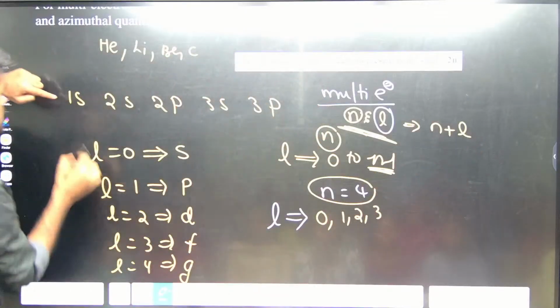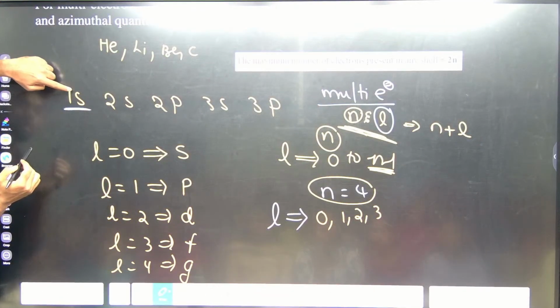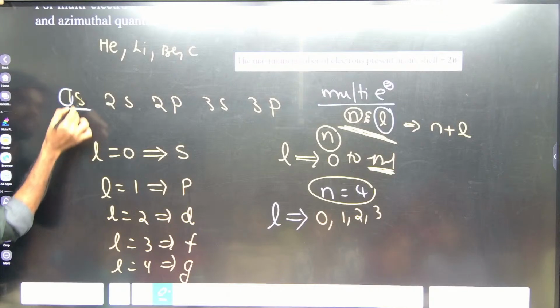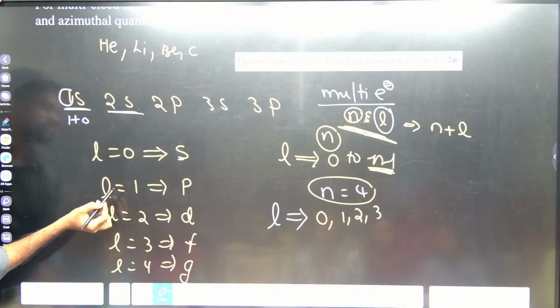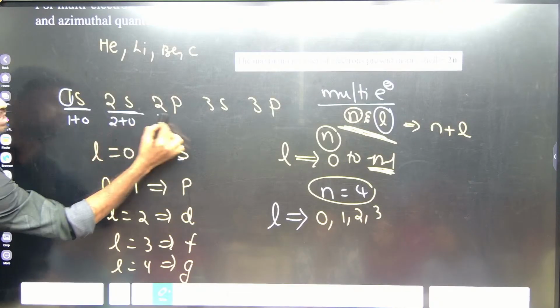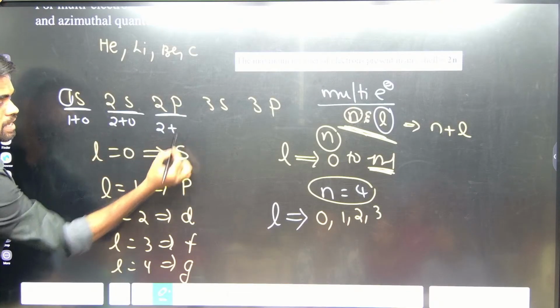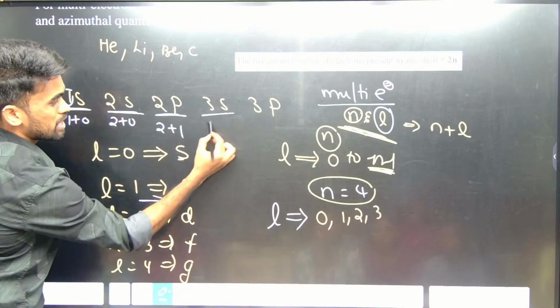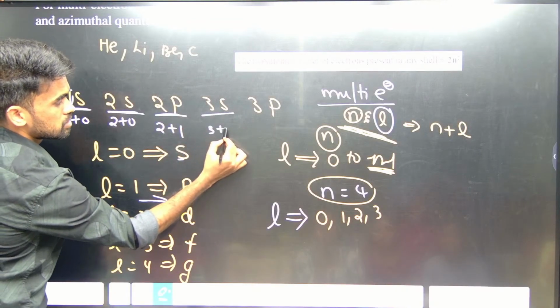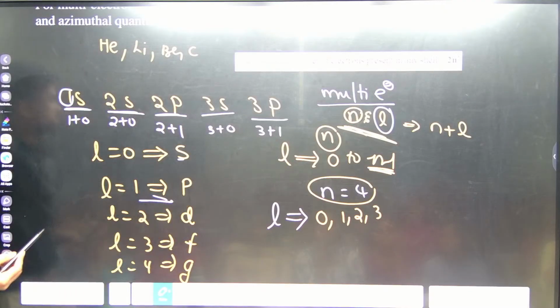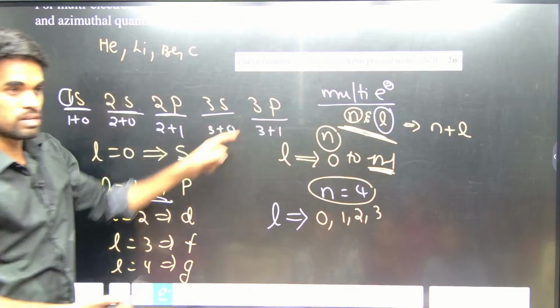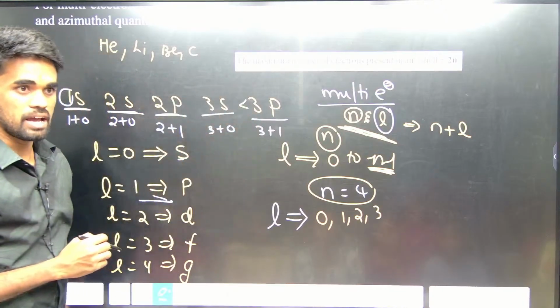See here, what is its n value? Here it is 1. For s, the l value is how much? For s it is 0. For this one, tell me, 2 plus 0. For this one, 2 plus 1. For this one, 3 plus 0. For this one, 3 plus 1. So which is the highest n plus l value? 3 plus 1. So this is higher in energy.